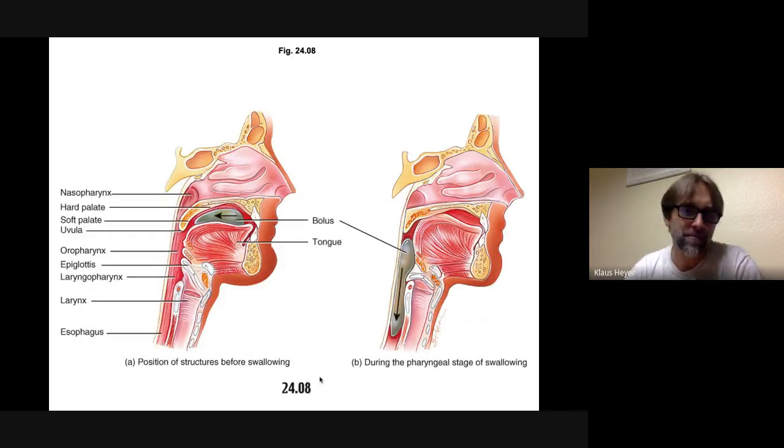And ultimately, that's what this is showing, right? So here the uvula has been pushed back up here, so the food cannot go up into your nasal passages. And then you see the epiglottis right now is not protecting the trachea, but here it's closed over the trachea, so the food has to move down the esophagus.